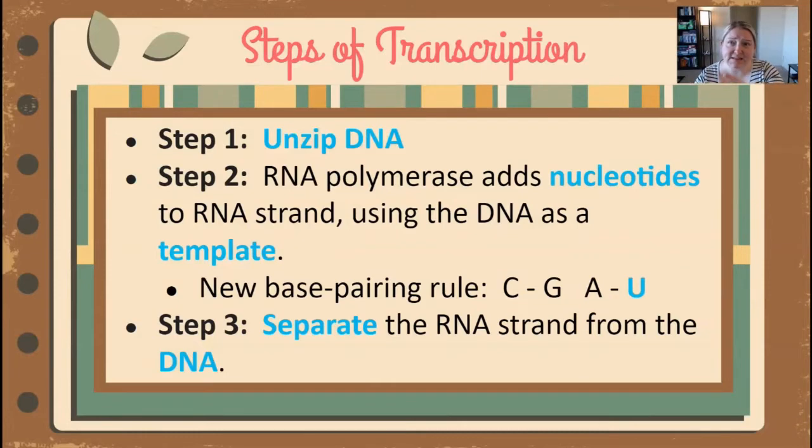And here's where our new base pairing rule occurs. If the DNA has a C, you pair it with G. If the DNA has a G, you pair it with C. If the DNA has an A, instead of adding a T, you add a U. And then, of course, if it has a T in the DNA, you'll add an A as normal. Remember that the RNA strand has to be made up of only Cs, Gs, As, and Us.